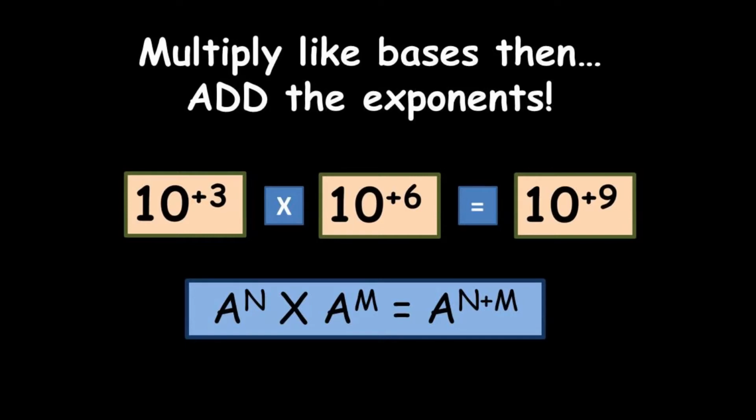So on the calculator, if you put in, let's say, 4 times 10 to the 8th, on the screen it would read 4, E, 8, and that means 4 times 10 to the 8th.